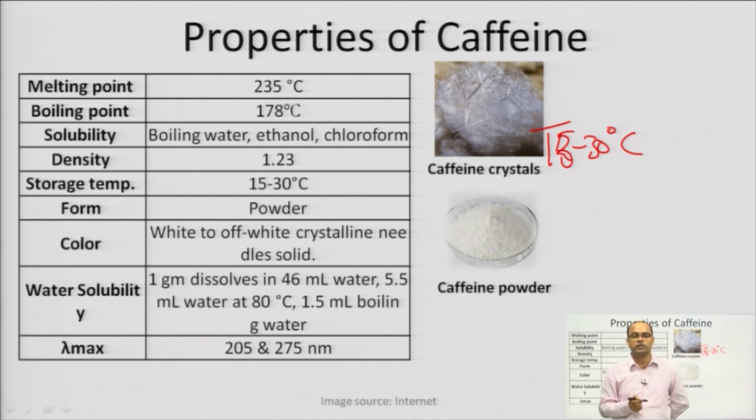But as you increase the temperature to 80 degrees Celsius, the solubility of caffeine in water increases. 1 gram of caffeine can be dissolved in 5.5 ml of water at 80 degrees Celsius, and 1 gram of caffeine can be dissolved in 1.5 ml of boiling water when the temperature reaches boiling. Here we have two lambda max values, 205 nanometer and 275 nanometer. Lambda max means the UV absorption wavelength at which your compound, your phytochemical, shows maximum absorbance.